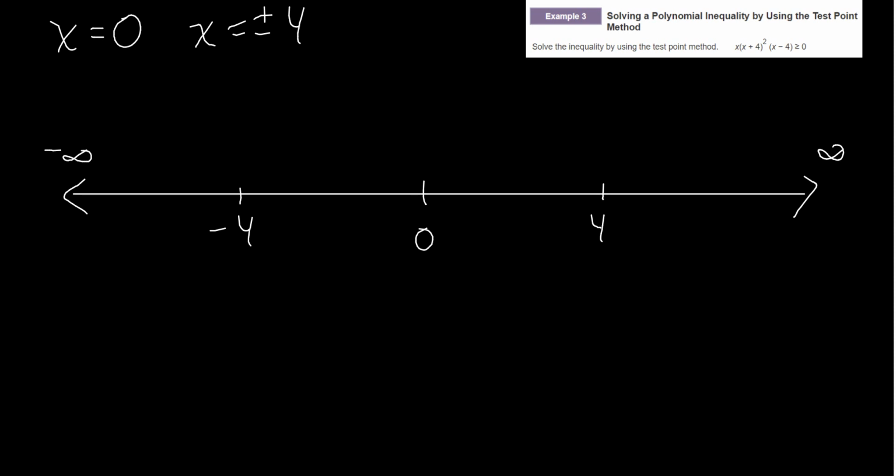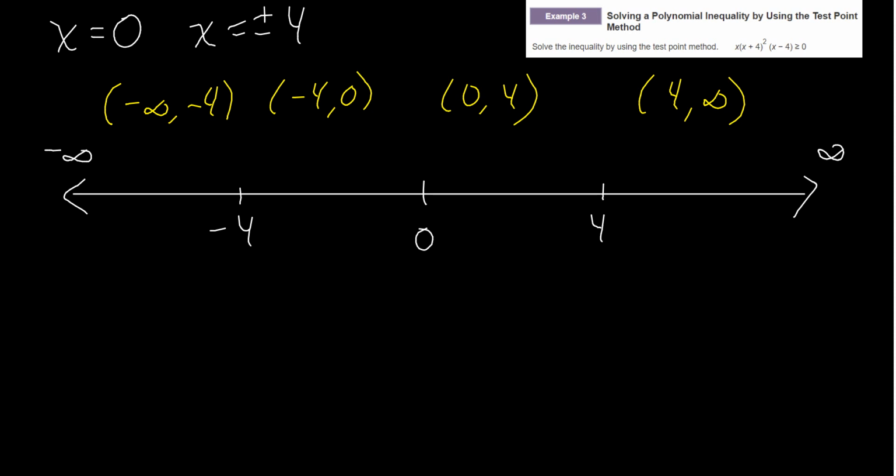So we have 4 intervals here. This interval is from negative infinity to -4. This interval is from -4 to 0. This interval is from 0 to +4, and this interval is from 4 to infinity. Now I'm going to get a test point in those intervals. My test point here is going to be -5.